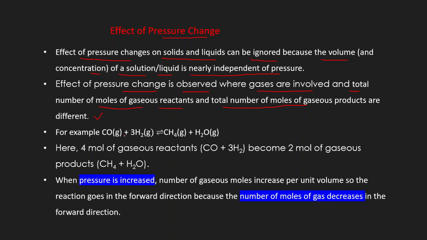See one example. CO gas plus 3H2 gas converting into CH4 gas plus H2O gas. Here there are 4 moles of gaseous reactants. How 4? 1 mole of CO and 3 moles of H2 becomes 2 moles of gaseous products, that is, 1 mole of CH4 and 1 mole of H2O. When pressure is increased, the number of gaseous moles per unit volume increases. So the reaction goes in the forward direction because the number of moles of gas decreases in the forward direction.